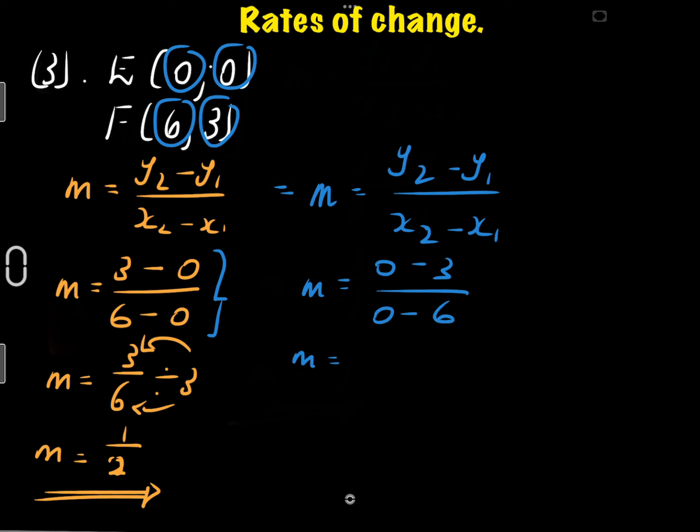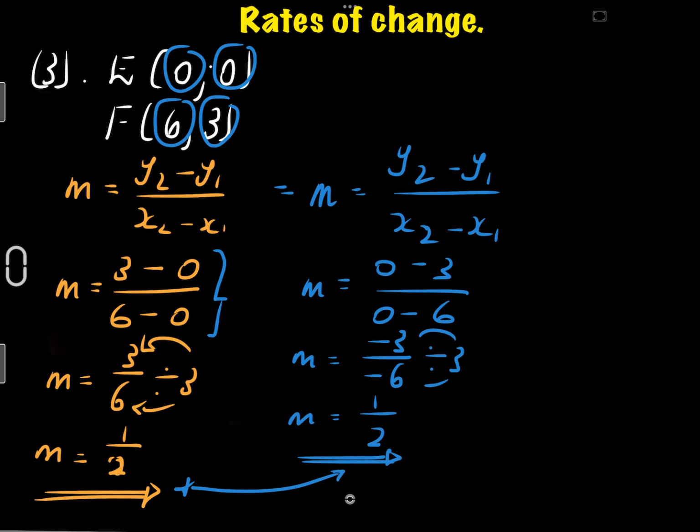So m is equal to 0 subtract 3 gives us negative 3, and 0 subtract 6 is negative 6. Notice they are both negative. Negative divided by negative gives us positive. The number that can enter both numerator and denominator is 3, and 3 into 3 enters once, and 3 into 6 enters twice. Notice the answer gives the same result.